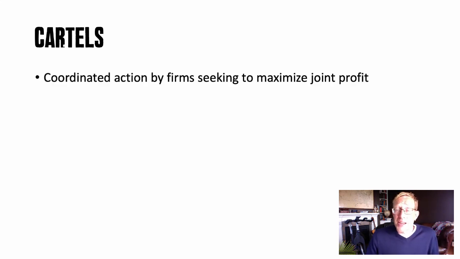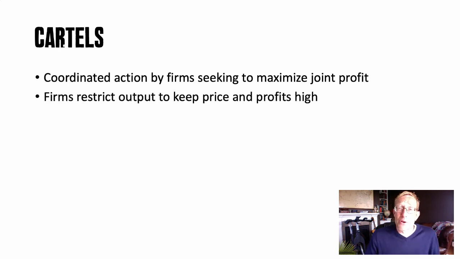The question is whether or not firms are acting too much like monopolies. In other words, are they acting like a cartel? A cartel is when a couple of firms get together and coordinate their action with the express purpose of maximizing their joint profit. Firms, if they're performing like a cartel, are going to restrict output to keep their prices and their profits high. Now that's, at least in the United States, illegal.